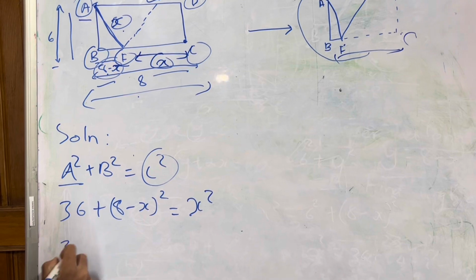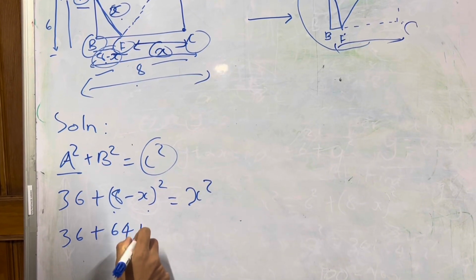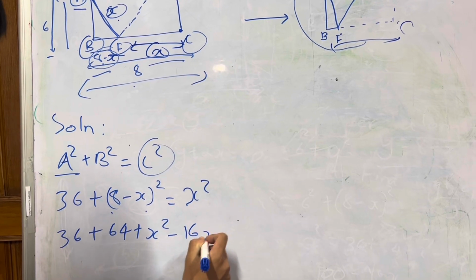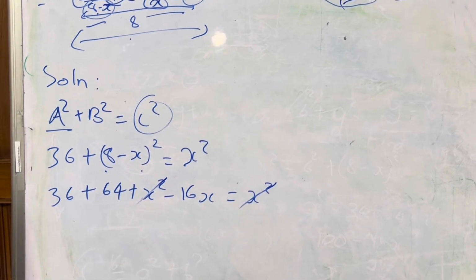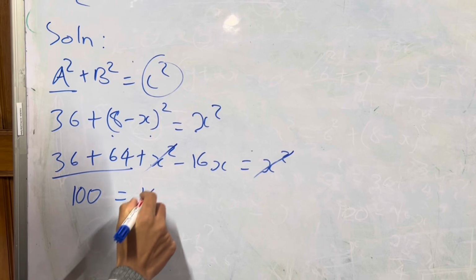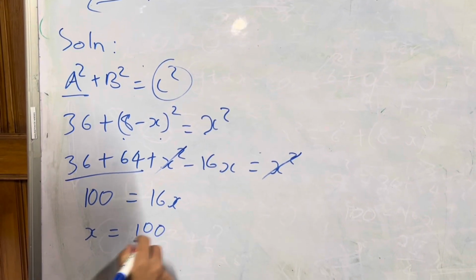So we get 36 plus (A minus B) whole square, which is A square plus B square minus 2AB. So it is minus 16X equals X square. We can cancel this X square and this X square. This 2 will be 100 is equal to 16X. X is equal to 100 over 16.